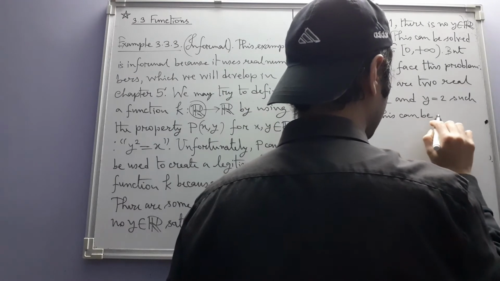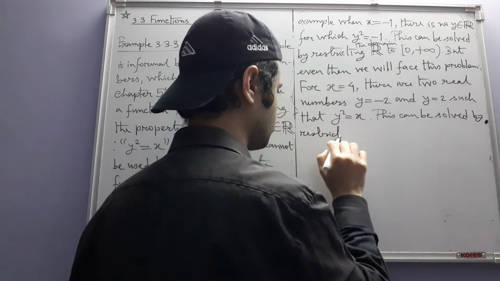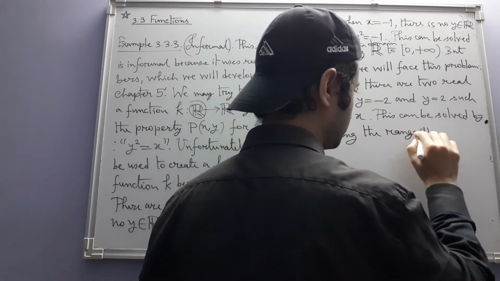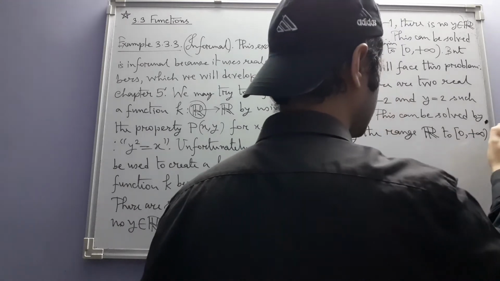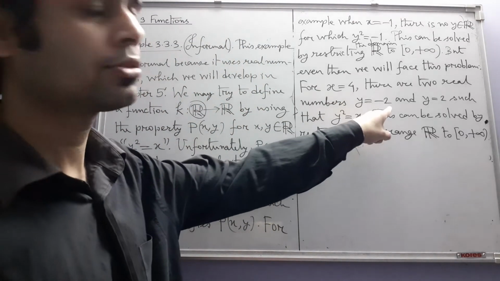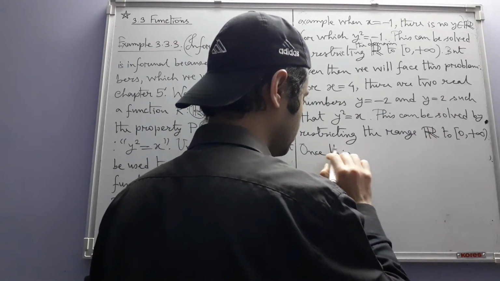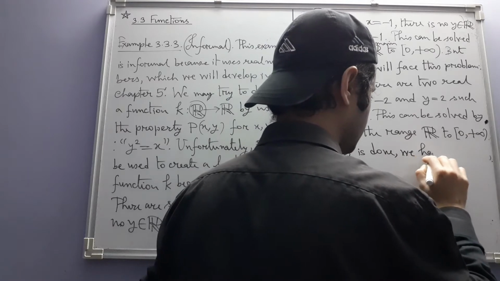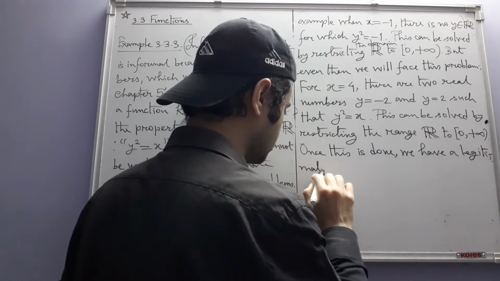Now this can be solved, the second problem, by restricting the range R again to 0, plus infinity. So now for x equal to 4, this choice is not present anymore. We only have y equal to 2. Once this is done, we have a legitimate function.